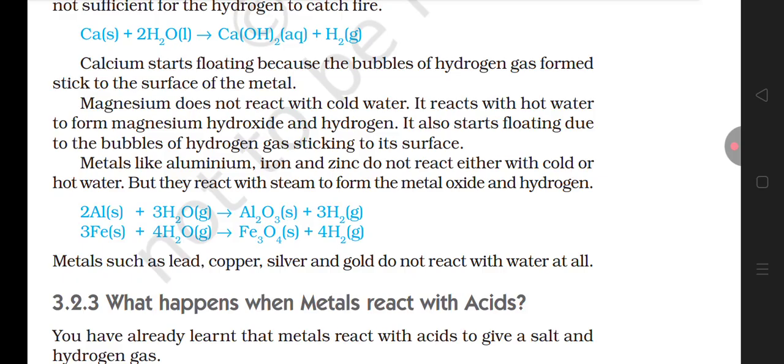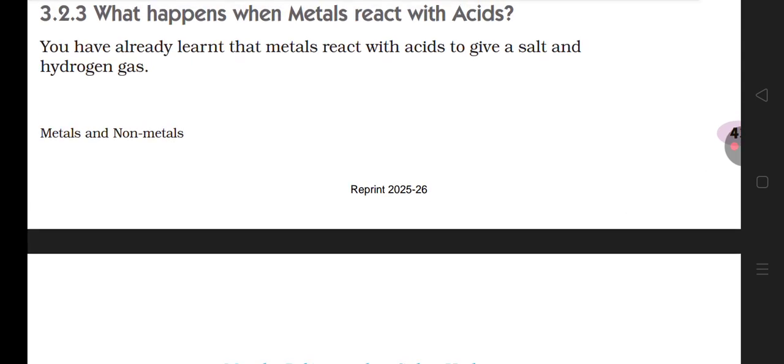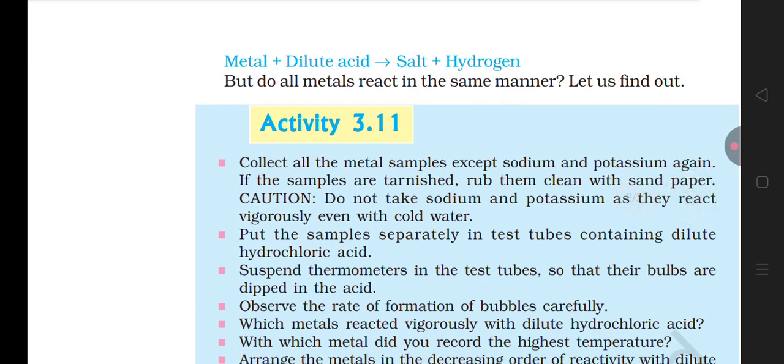Now what happens when metal reacts with acid? We have seen the reactions with base, oxygen, and water. Now let's see the reactions with acid. You have already learned that metal reacts with acid to give salt and hydrogen gas, isn't it? So metal plus dilute acid will give us salt and hydrogen gas. But do all metals react in the same manner? Let's find out whether all metals react in the same manner.